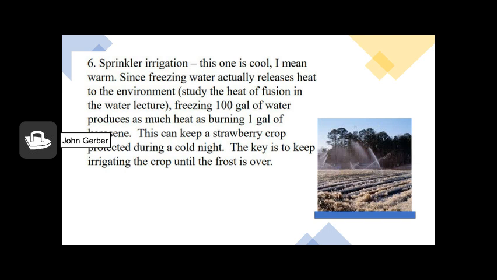In the strawberry fields of South Florida, sometimes you'll see the irrigation system sprinkling water all night on a very cold night. The reason this works is because as water freezes, it releases heat and keeps the temperature of the plant above 32 degrees Fahrenheit. This can keep a strawberry crop protected on a very cold night. And the key is to keep irrigating the crop all night long until the sun comes up the next day and the frost disappears on its own.